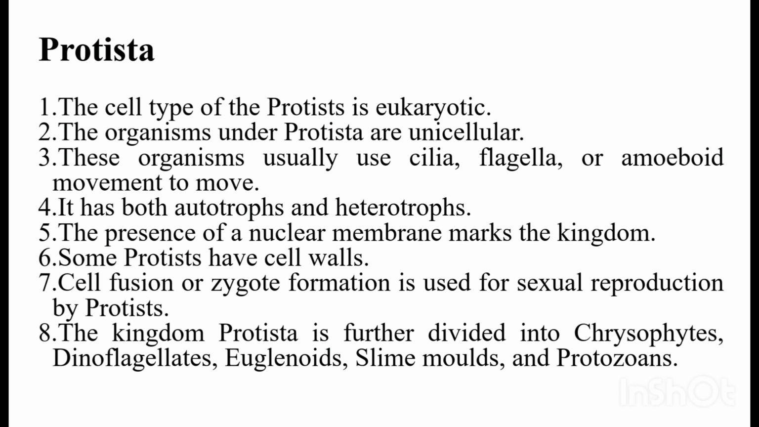It has both autotrophs and heterotrophs. Presence of a nuclear membrane marks the kingdom. Some protists have a cell wall. Cell fusion, or male gamete and female gamete fusion, and zygote formation is used for sexual reproduction by protists. The kingdom Protista is further divided into chrysophytes, dinoflagellates, euglenoids, slime molds and protozoans.